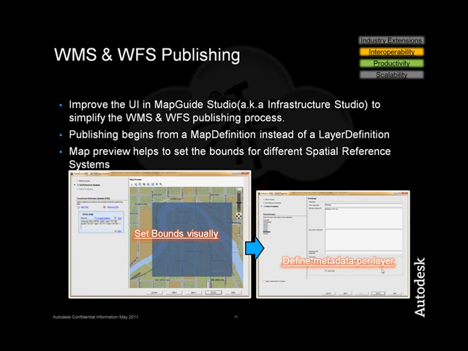Another enhancement is to publish in WMS from a map definition instead of a layer definition. In the previous release, when publishing in WMS, you had to define parameters for each layer individually. If you have many layers, for example hundreds of layers that need to be published to WMS, it would be very tedious work. In Autodesk Infrastructure Map Server 2012, you are able to save a lot of time, as some parameters like coordinate systems and boundaries will be defined once for all.